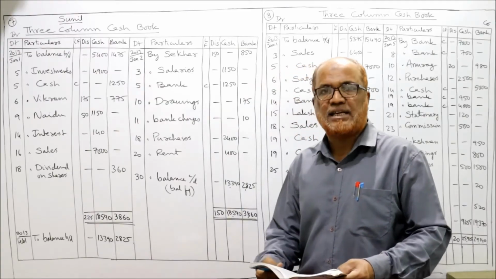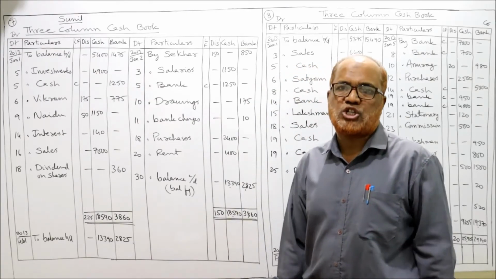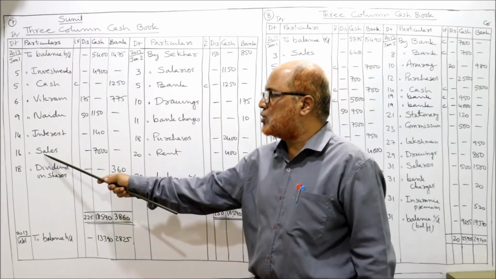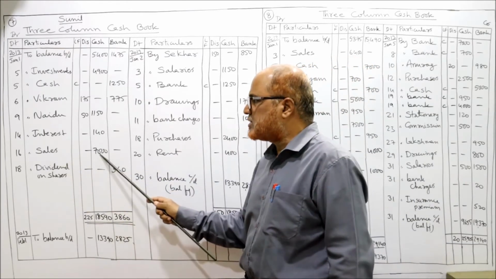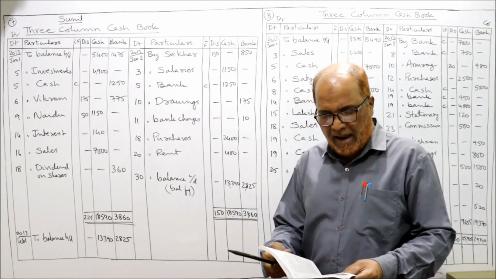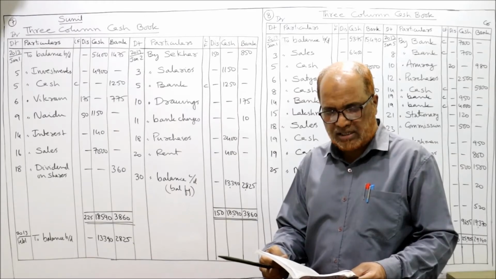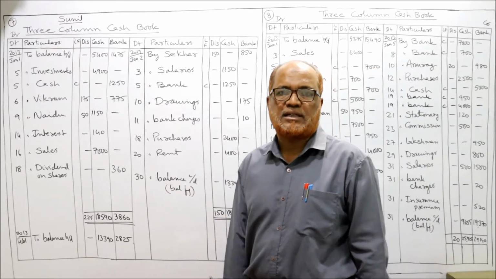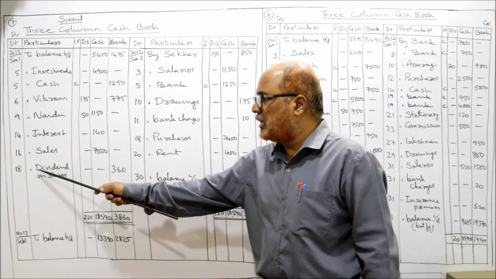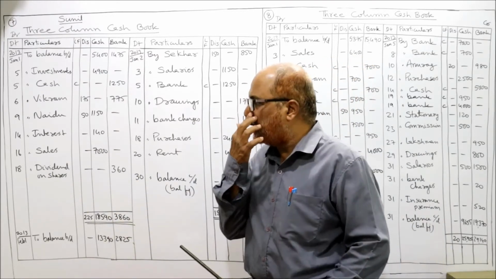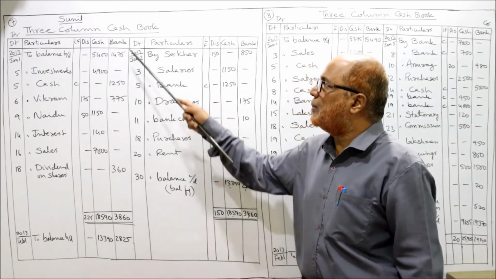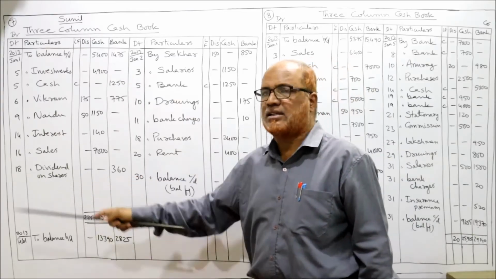Next, 16th, goods sold for cash. So cash is coming in. So debit side to sales. Cash column 7,000, 16th date. Now after 16th, 18th, bank collected dividend on shares 360. Bank collected dividend. That means bank account is debited. So debit side to dividend on shares. How much bank has collected the dividend? 360. So bank column write down 360, 18th date.